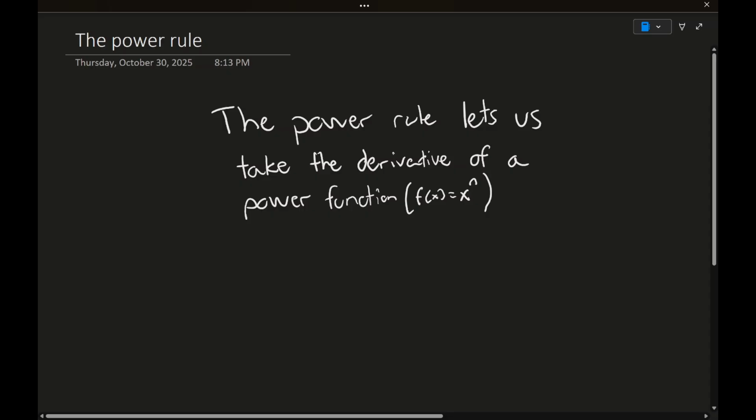Hello everyone. Today we're going to be learning about the power rule. The power rule is going to let us take the derivative of a power function, something like x to the n power, and it's going to be probably the first way you learn to take the derivative of something that isn't from the huge formula where the limit of h is going to 0 and all that mess.